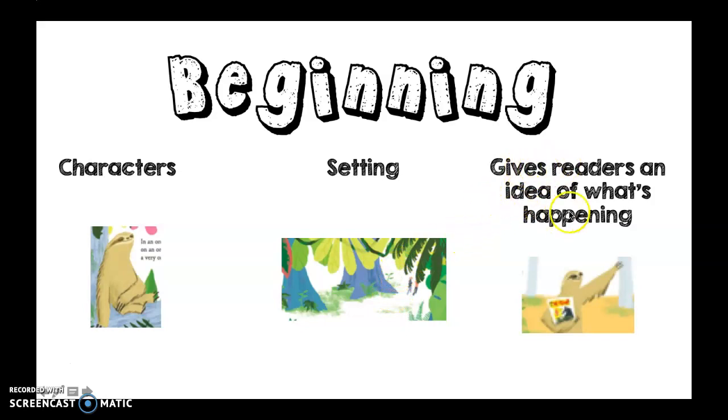And in the beginning, it gives readers an idea of what's happening or what's going to happen. So in the beginning, we saw that Super Sloth found that comic book and he wanted to become a superhero. So that's the beginning of the story. We don't know what's going to happen yet. They just set the story up for us. So as a writer, you would start your story the same way. You tell us who the characters are, the setting, and give the reader an idea of what is going to happen.